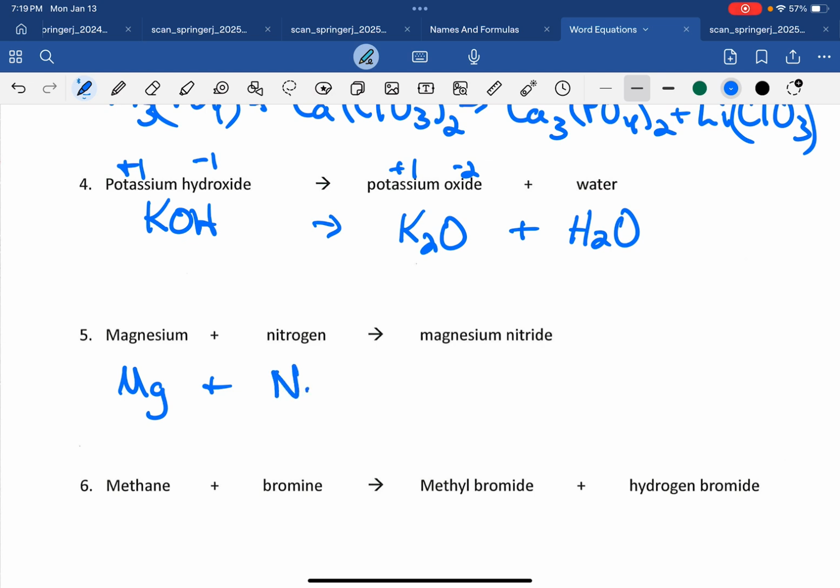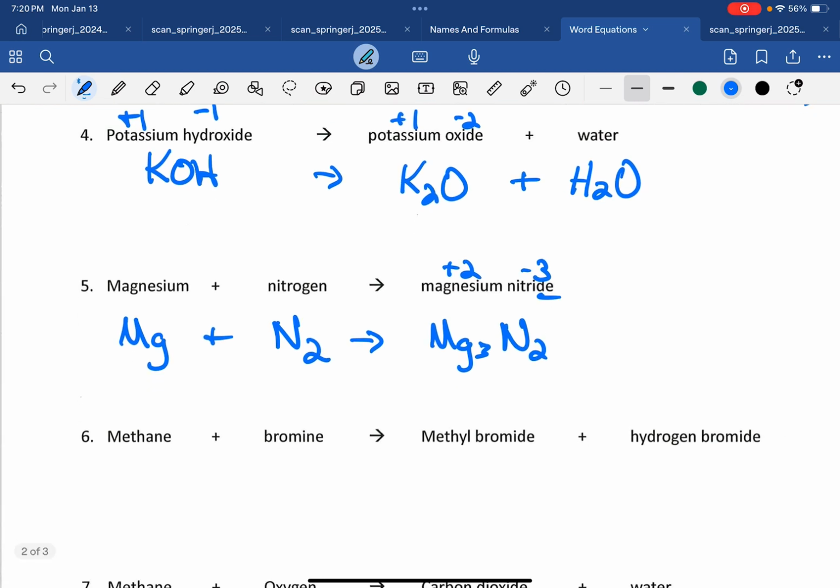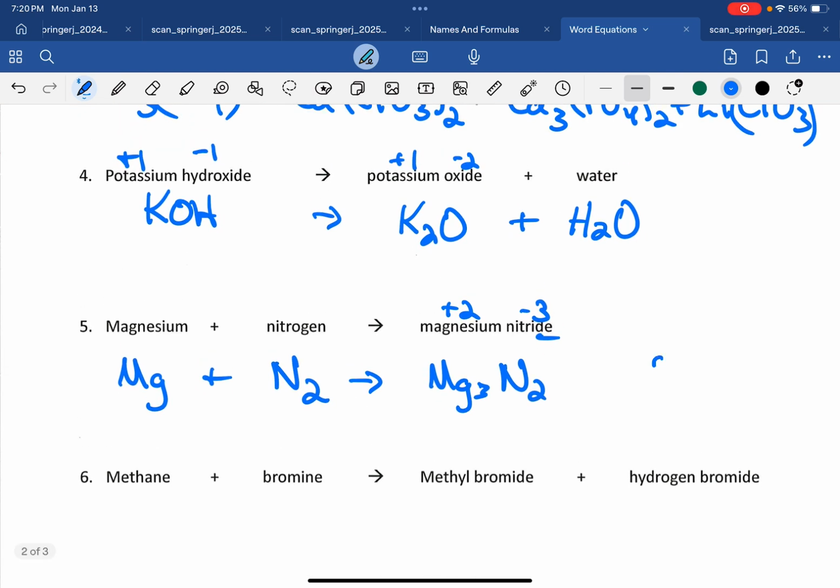Nitrogen, N2. Why is it N2? It's diatomic. It's N2. Now, on this side, though, the magnesium nitride, right? This is now an ionic compound. Magnesium picks up a +2 charge. Nitride is a -3, Mg3N2. It's a funky 2. Oh, by the way, this was synthesis. This was decomposition.